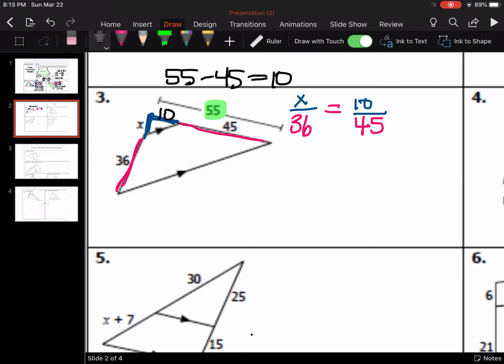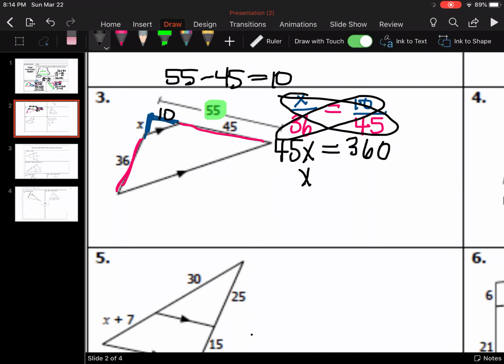All right, so let's cross multiply here. X times 45 is 45x. Equals 36 times 10, which is 360. Divide 360 by 45, and we get 8. Find x, there it is.